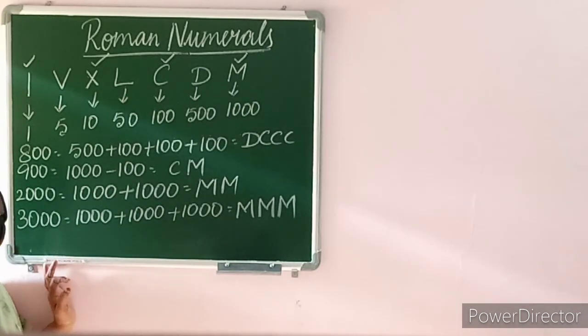But what about numbers like 4000, 5000? Can't we write numbers more than 3000 in the Roman system? This answer will be revealed in the next session.